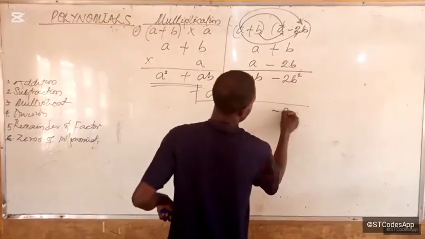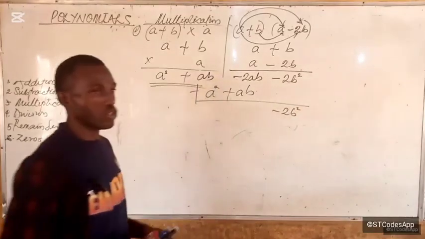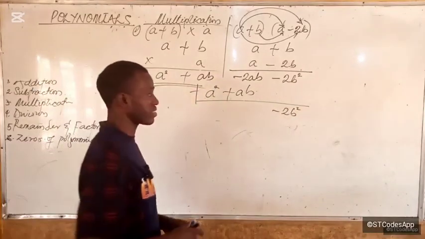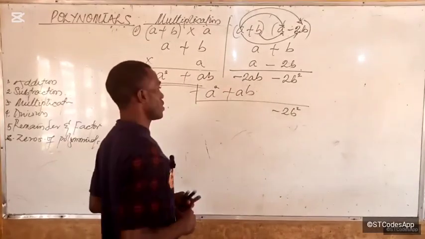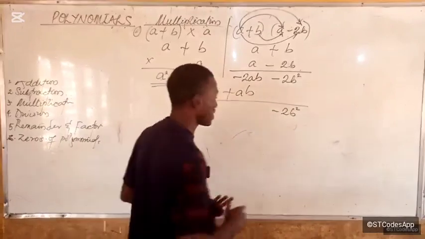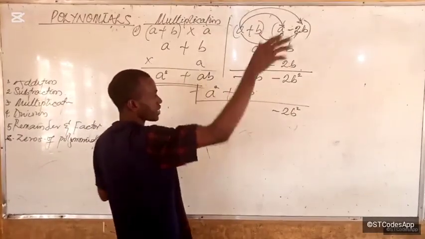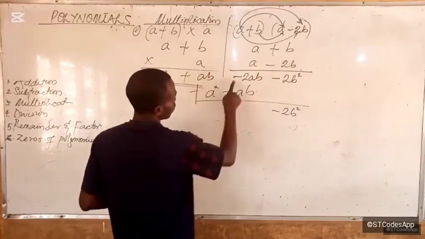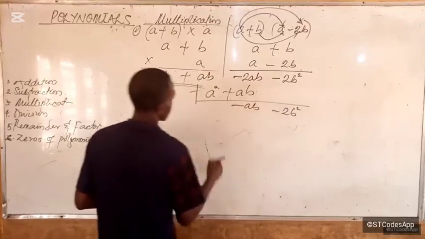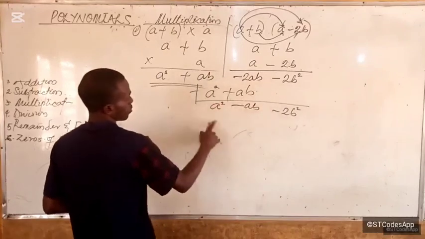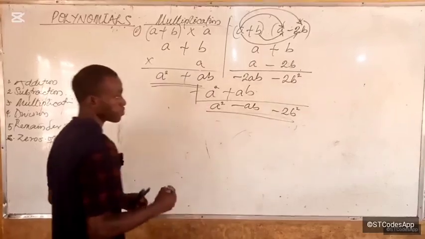Here we have minus 2b squared. One of the usefulness of this technique is that it places like terms underneath each other. All right, so that you don't need to be rearranging and all of that. Once you have arranged it well from the beginning, you don't need to be looking for which and which is alike. All right, so minus 2ab plus ab will give us minus ab, then a squared here. So we have a squared minus ab minus 2b squared as our answer.